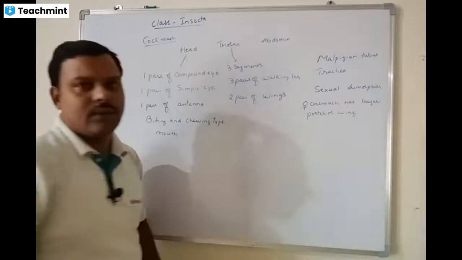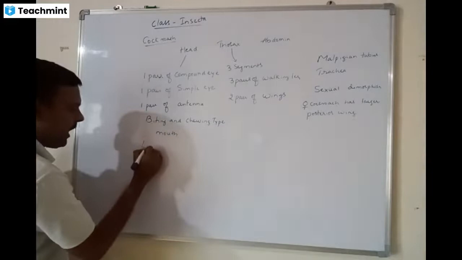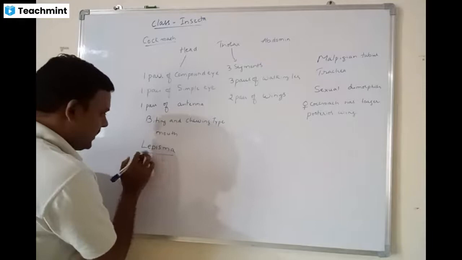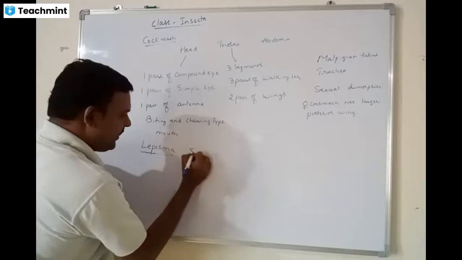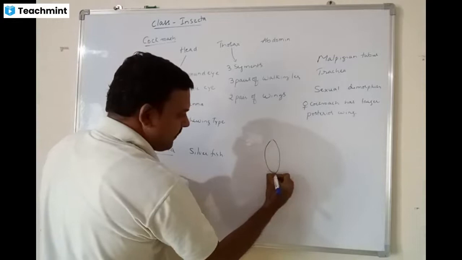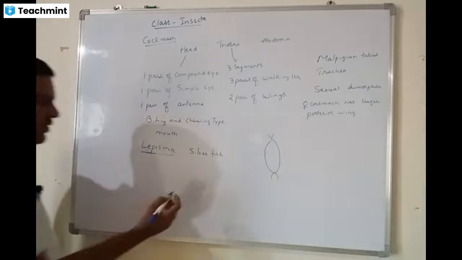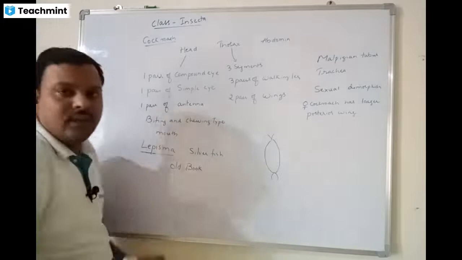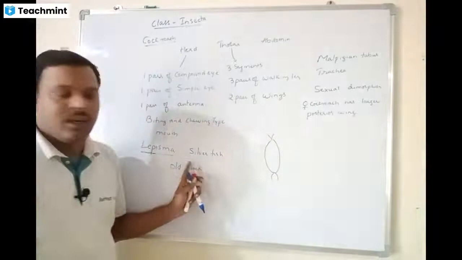And the next example is Lepisma. This is generally called silverfish. It is not a fish, but the body shape looks like a fish, so people assume it is a fish. We find this silverfish in old books. If you go to any old library, you will find this kind of silverfish in between the pages of old books, and even in old clothes. If any clothes are lying there for some years, we will find this silverfish. This is called Lepisma.